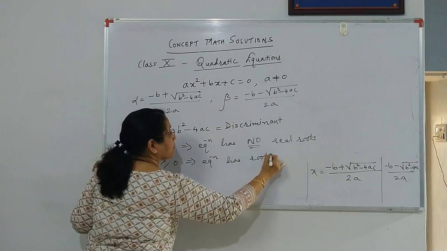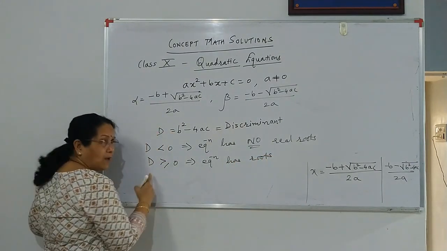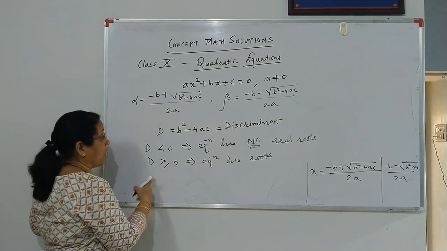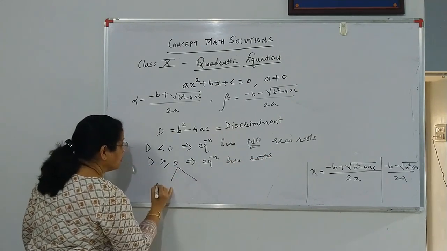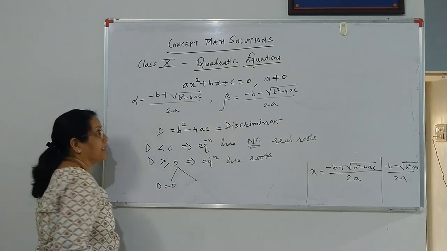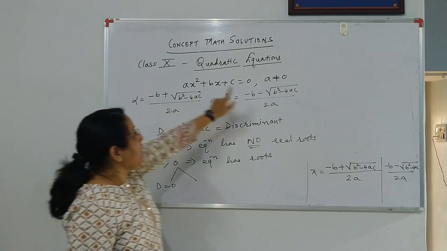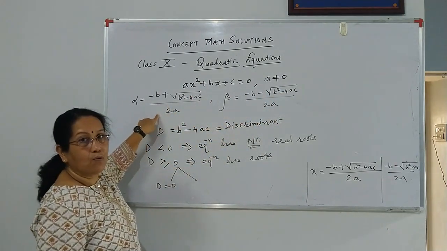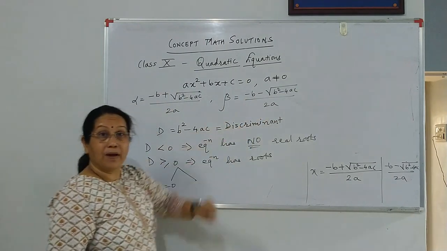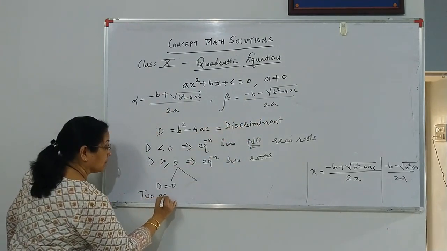Right? Now, suppose d is equal to 0. Now, d greater than or equal to 0, I have combined in one situation. Suppose d is equal to 0. That means this term is 0, and this is also 0. That means alpha is minus b by 2a, and beta is also minus b by 2a. That means two equal roots.